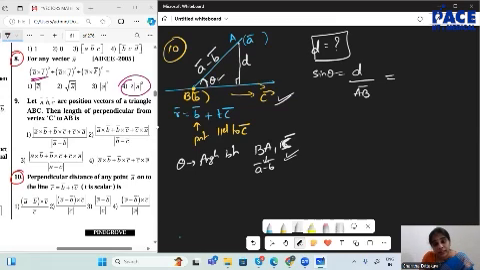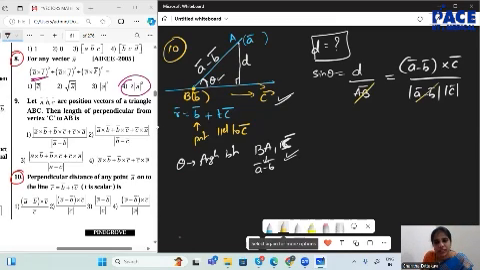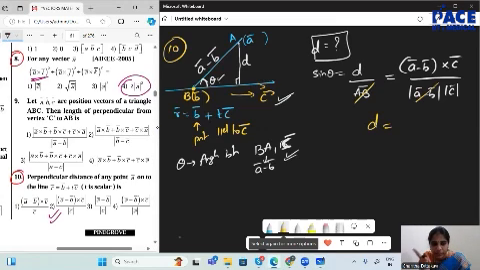Now tell me, what is sine theta? Sine theta always deals with the cross product: a cross b by mod a mod b. So (a minus b) cross c by magnitude of (a minus b) into magnitude of c. This AB, or magnitude of a minus b or b minus a, is one and the same. The magnitude remains the same. Hence your distance d is nothing but magnitude of (a minus b) cross c by magnitude of c. Wherever you find that option, I think it is option 2. So that is your option there. Clear? Understood the process?